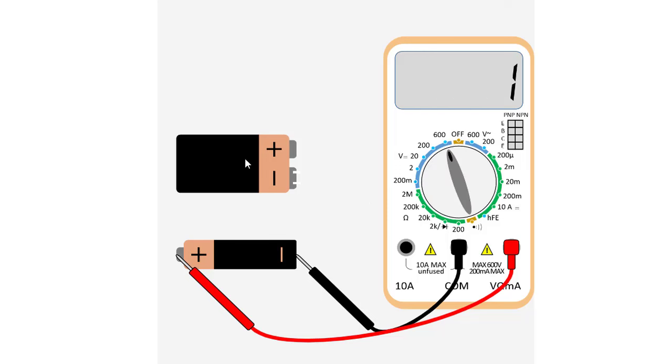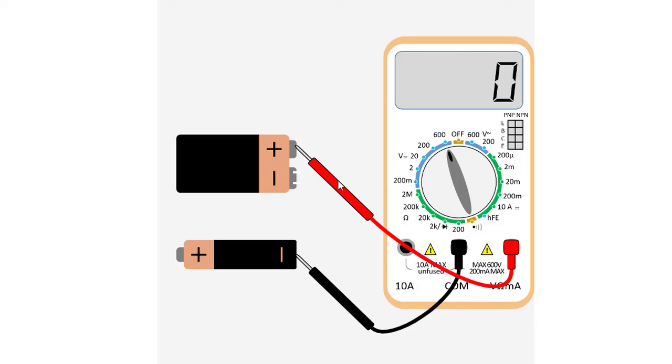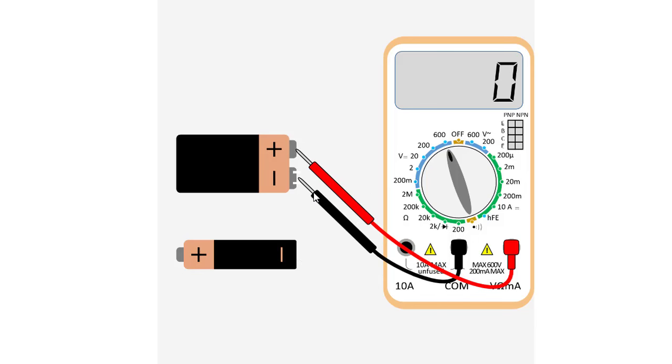Now again, if we want to measure this voltage, we again have to put the knob on 600 volt, then this positive probe to this positive terminal, and this negative probe to this negative terminal of the battery. So it is showing 9 volt. So again, 9.0. So this 20 volt is the correct range for measurement of this voltage. 9.00 is the voltage of this battery.